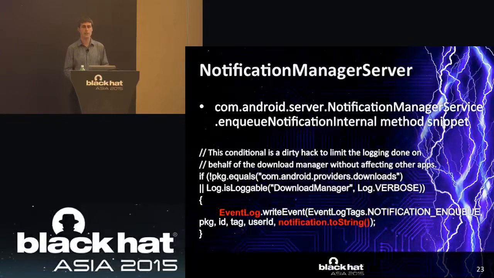And I looked at the source code for this. There's the enqueueNotificationInternal method, and I provided a snippet of the source code of this method. This is called whenever a notification is received, and it essentially says, if the notification isn't from the download manager, get the toString of the notification that's being sent, as well as a few other data items, and then it's written to the event log, which goes into the Android log. And it's also under the notification_enqueue log tag. In this call, it's actually an integer, but it gets converted to the string of notification_enqueue.